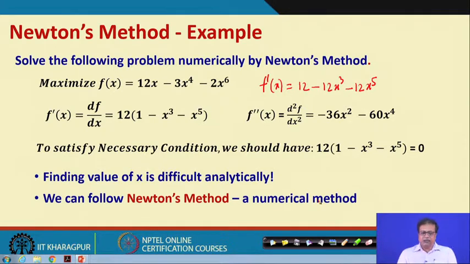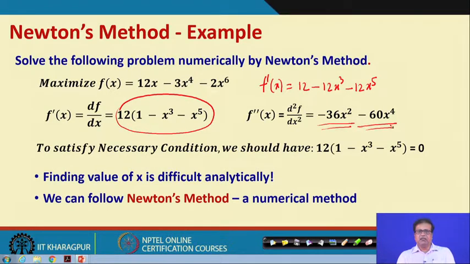The same thing is written here: 12 into (1 minus x cube minus x to the power 5). So, if this is our first derivative, what will be our second derivative? Look here, minus 12 x cube, so minus 36 x square and minus 60 x to the power 4. That is how we have found the first derivative and the second derivative.